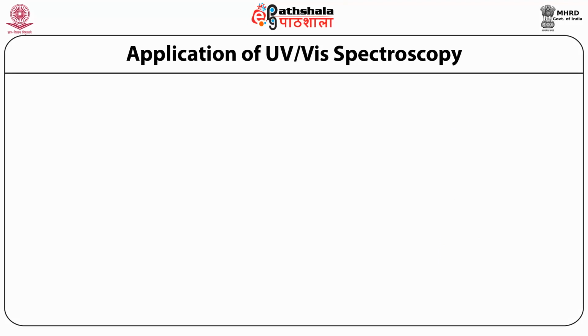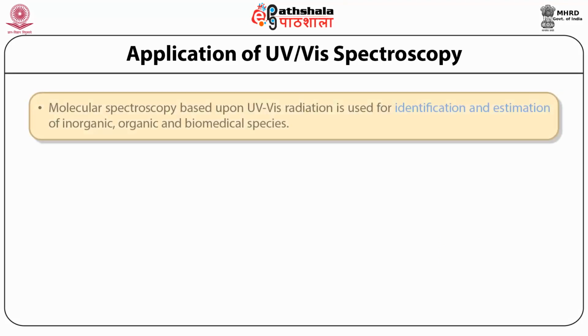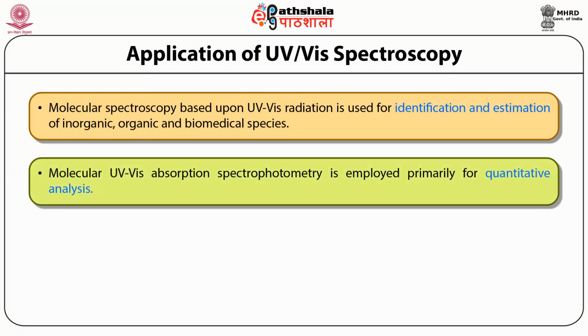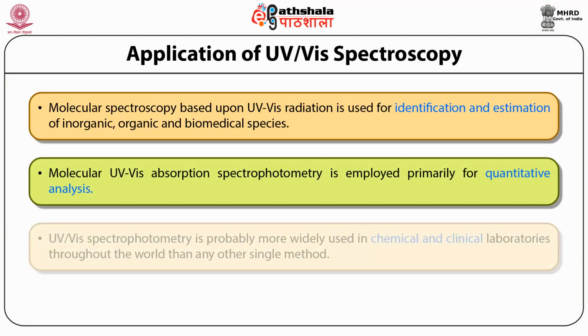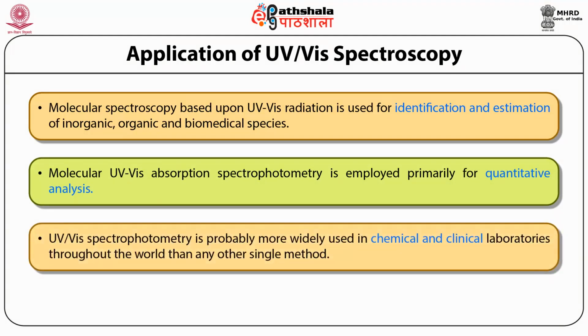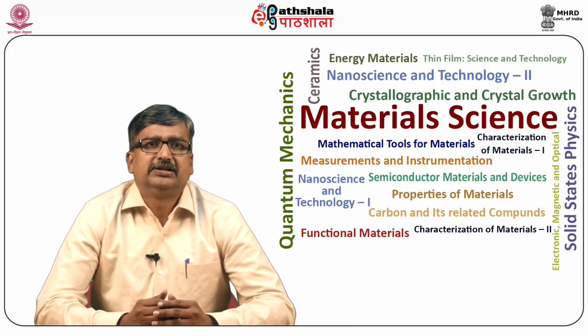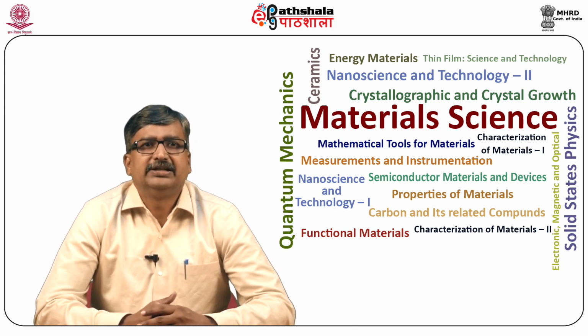The application of UV visible is in various fields. In molecular spectroscopy based upon UV visible radiation, it is used for identification and estimation of inorganic, organic, and biological species. Molecular UV absorption spectroscopy is employed primarily for quantitative analysis. UV visible spectroscopy is probably more widely used in chemical and clinical laboratories throughout the world than any other single method. So, students, let us summarize what we have learned in this module.